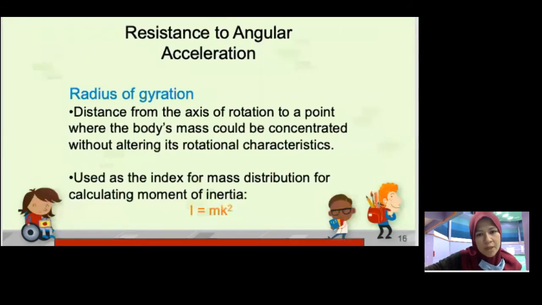Okay. Alright. Next, radius of gyration. So the radius of gyration is the distance from the axis of rotation to a point where the body mass could be concentrated without altering the rotational characteristic. It is used as the index of mass distribution for calculating movement of inertia. Okay, inertia equals to mass times apa dia?